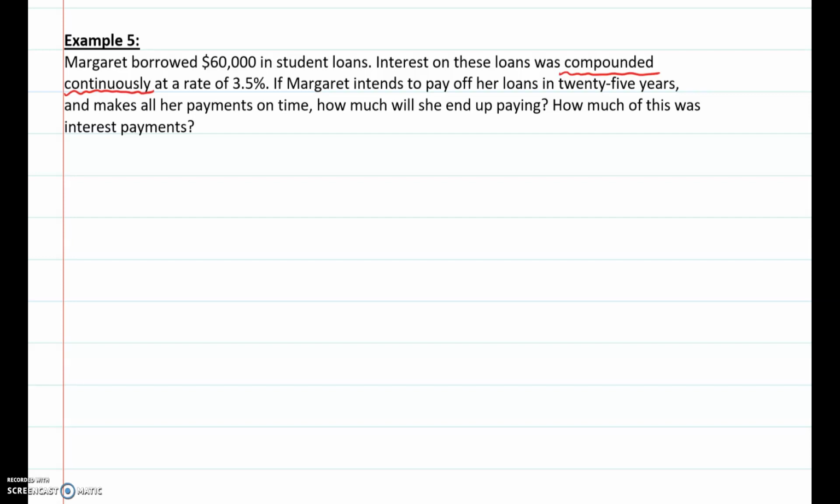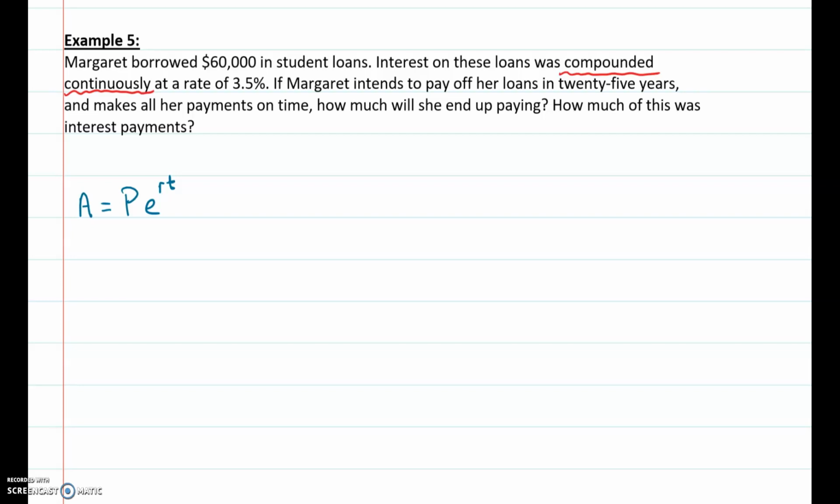Continuous compounding has its own formula, and it's A equals P e to the power of rt. Okay, so before, where we were compounding monthly, weekly, quarterly, there was another variable called n in the equation. But if we're compounding continuously, so make sure you look for that phrase, compounding continuously, because it changes the formula. Our new formula, A equals Pe to the rt. Now the P, r, and t, their meaning doesn't change.